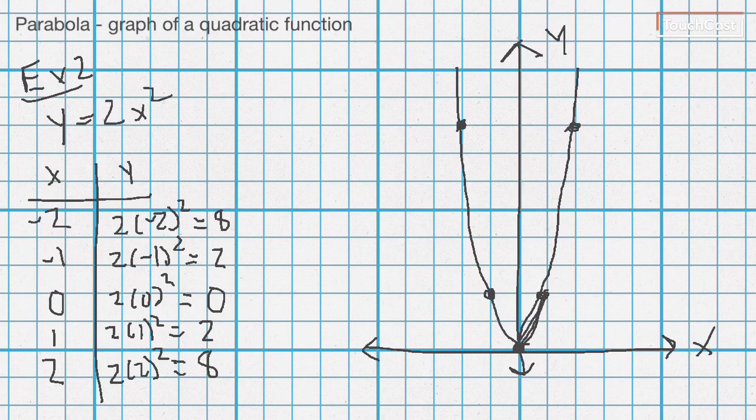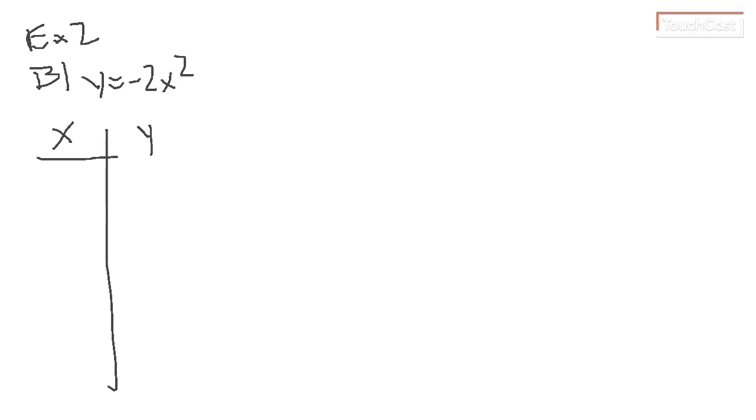Alright, so there's our graph of y equals 2x squared. So that was example 2a. Let's look at example 2b. We're going to do the same thing. We're going to have a different function, y equals negative 2x squared. So we're going to make our x, y chart.